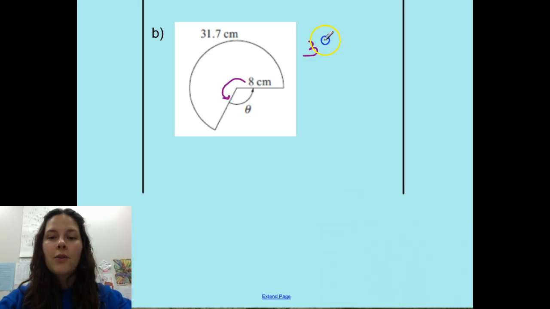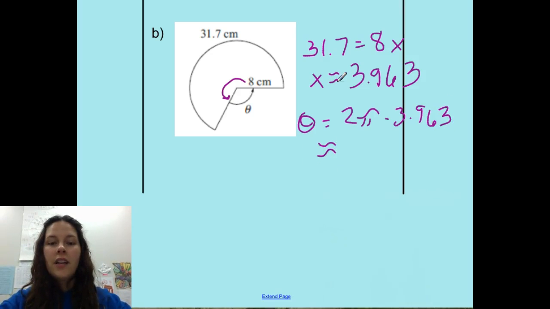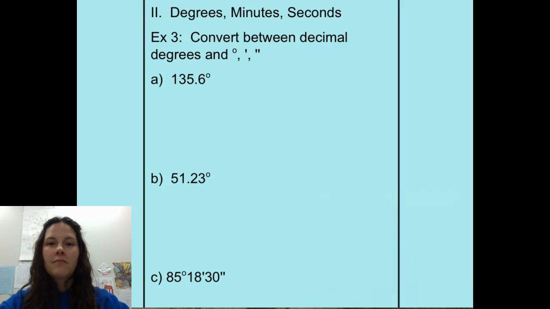So we have the arc length of 31.7 equals the radius times the angle. We'll just call it x since it is not the theta that is in the picture. Dividing both sides by 8, we get x is 3.963 rounded to the nearest thousandth. Again, in order to find theta, we have to subtract that from 2 pi, which is the total number of radians in the circle. So we'll subtract our 3.963 from 2 pi. So our theta is about 2.320, again in radians.